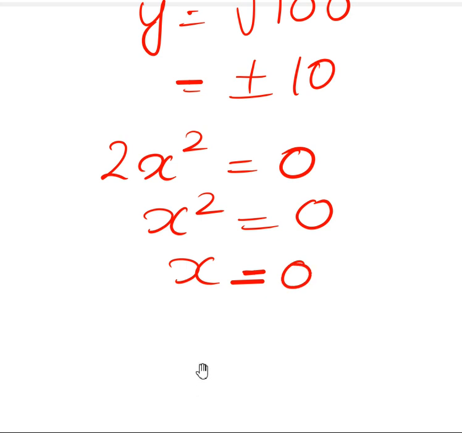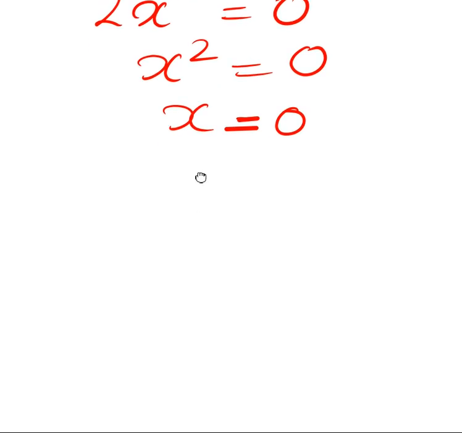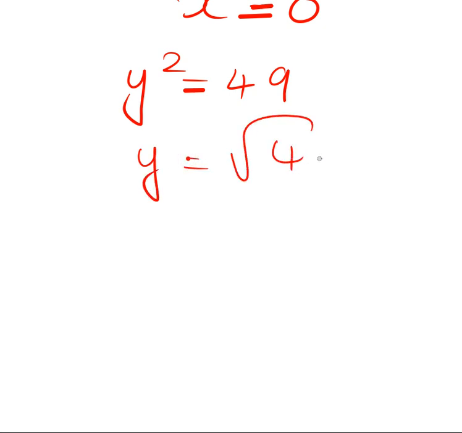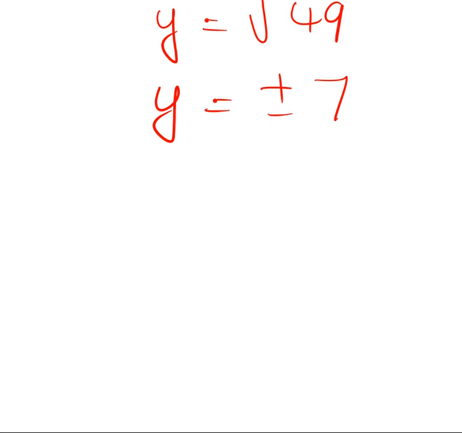Then I will show some more examples. Suppose the question is like y square is equal to 49. We can take square root on both sides. Then y is equal to square root of 49. So y is equal to plus or minus 7. That can be plus 7 or minus 7.